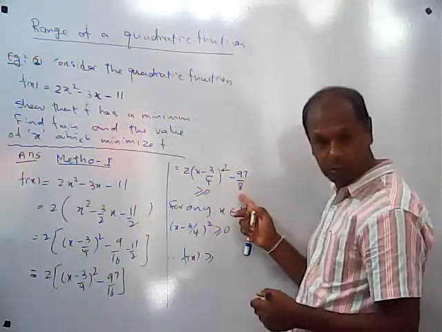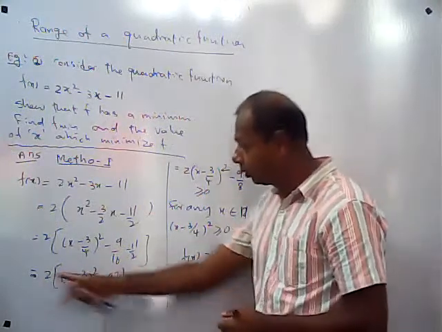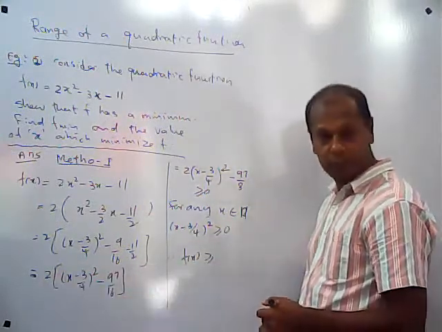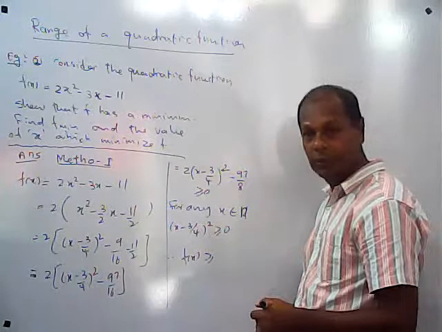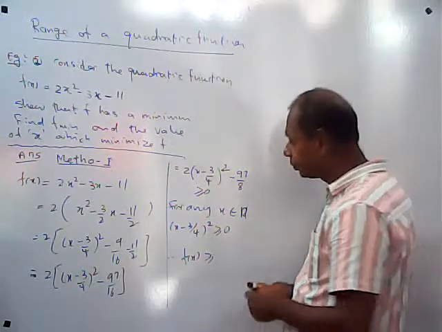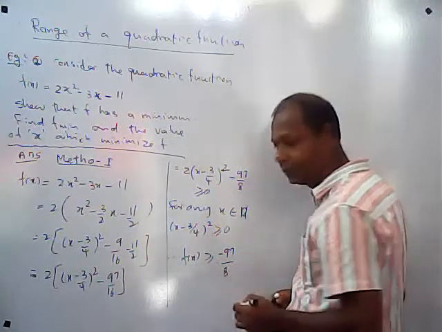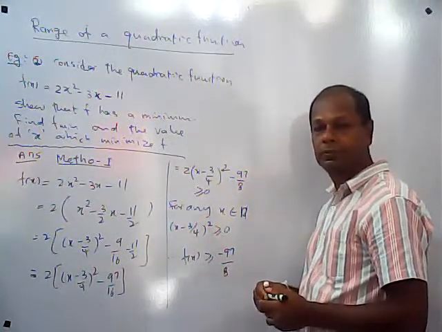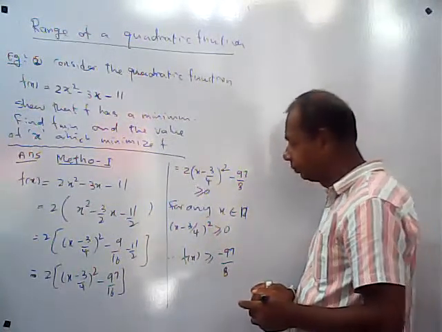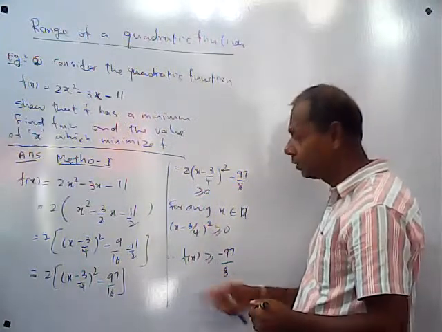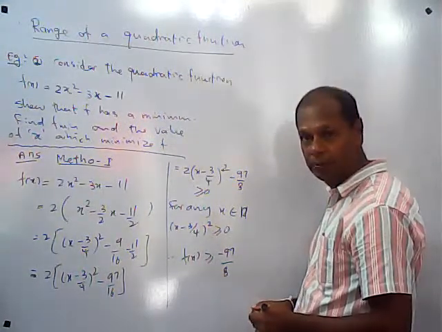Can you open the bracket? Alright. Greater than or equal to minus 97 over 8. So you can say f(x) has a minimum.